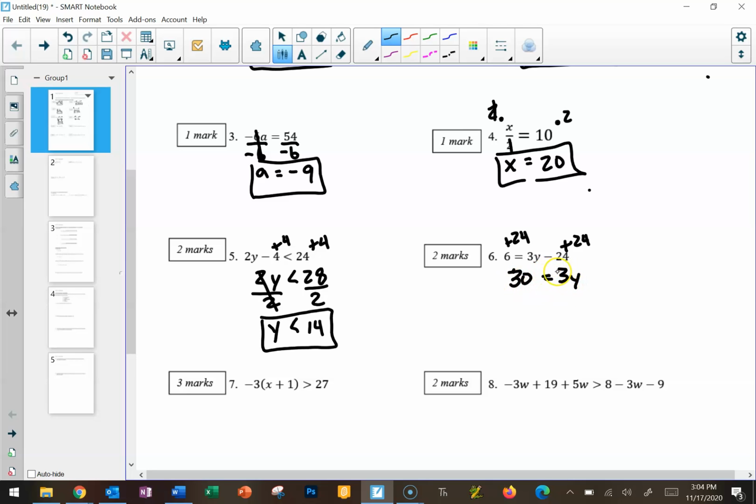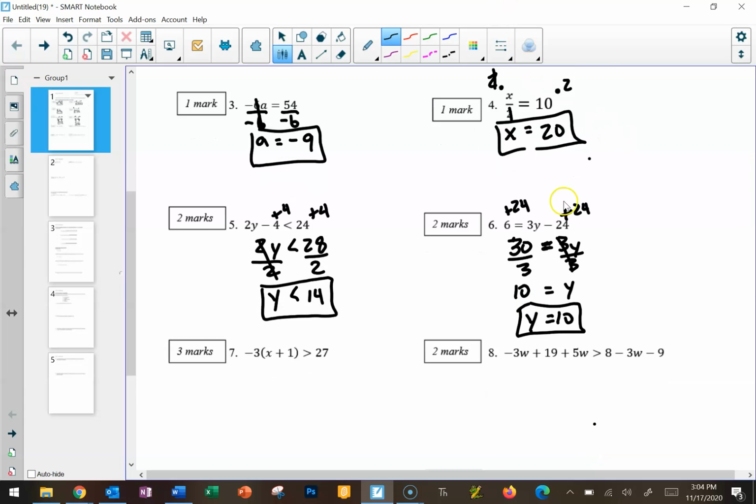This is an equals, so we don't have to worry about flipping any signs on this one, I guess. We need the y alone, so we're going to divide by 3, and what we end up with is 10 equals y. And remember, when it's an equation, you can just flip it around without having to worry about anything else.